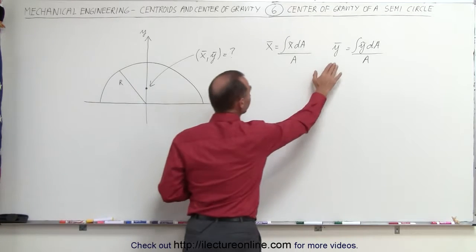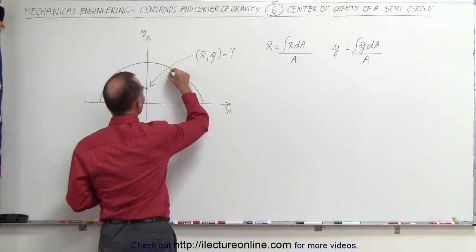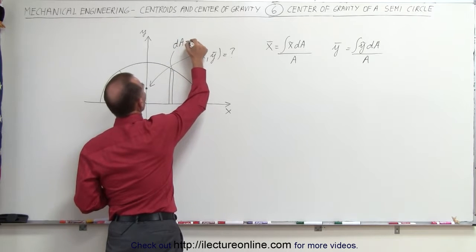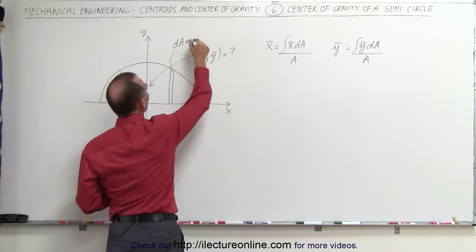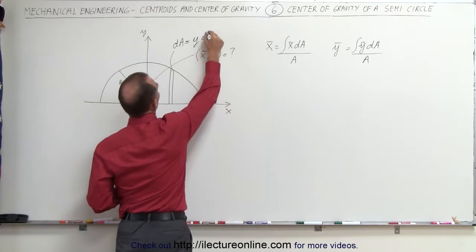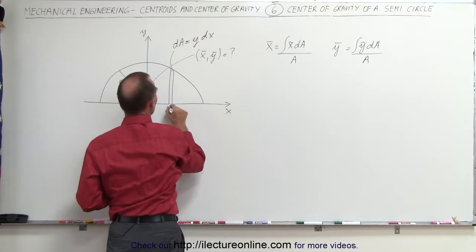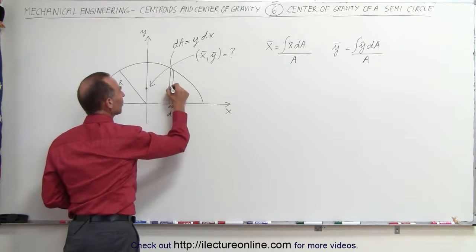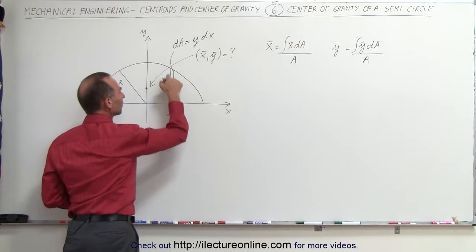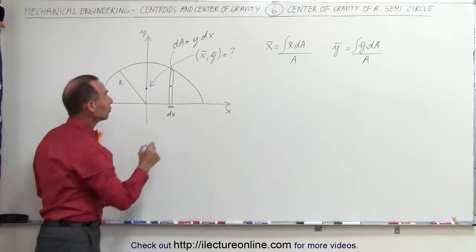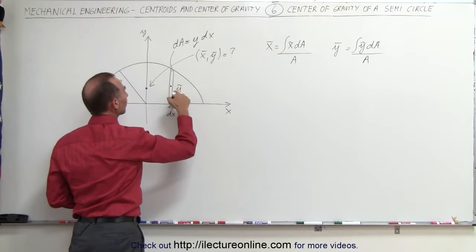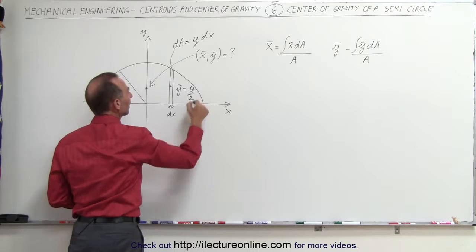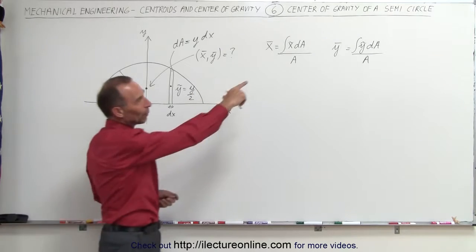So we'll use the equation right here. And what we need is a small little area element. So this is my small little dA. My dA is equal to the height, which would be y, times the width, which would be a small little dx. And the center of gravity of that small little slice is right there in the middle, which means that my y-coordinate of the center of gravity of that small little slice is equal to the full height, which is y, divided by 2. We can go ahead and plug that into our equation right here.